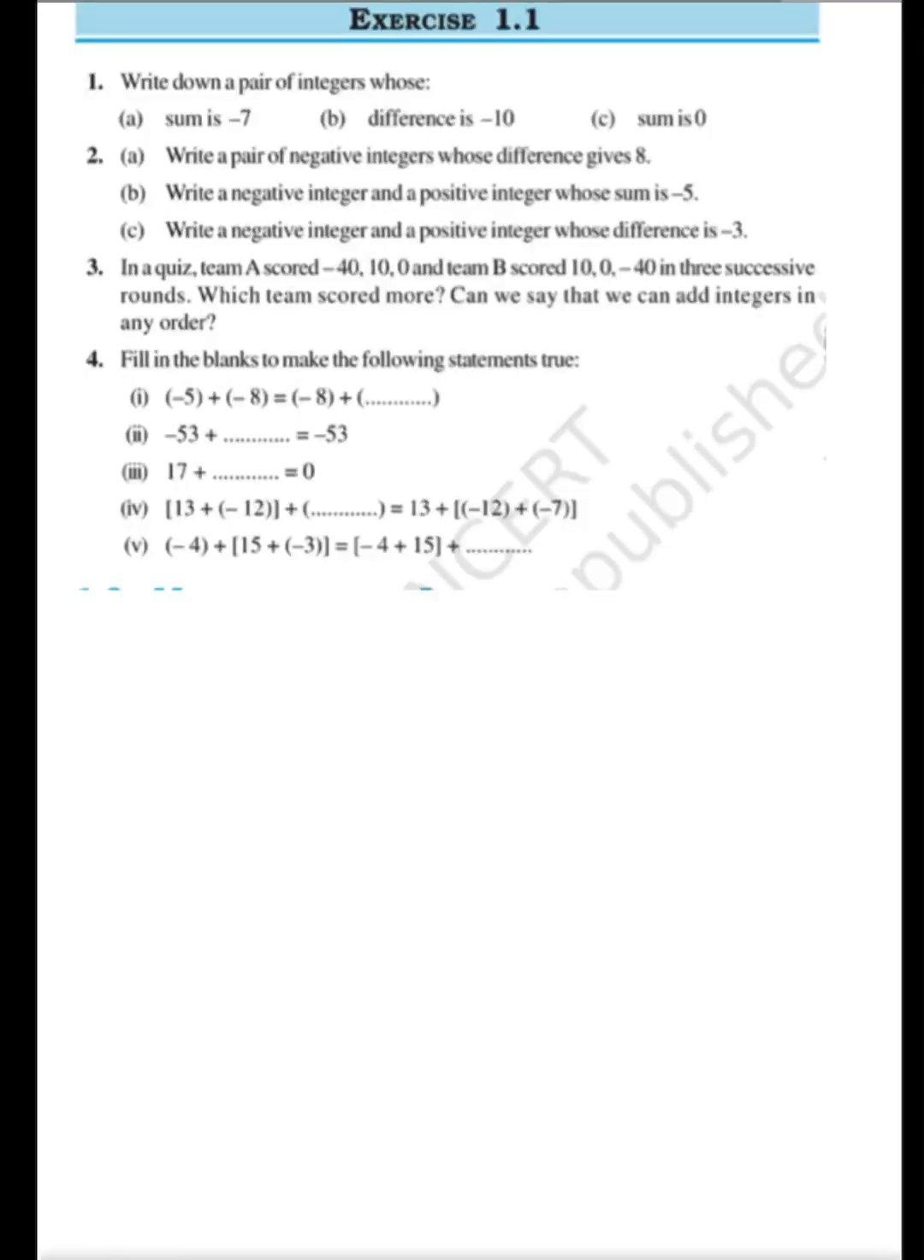Today we will be discussing class 7th chapter 1 exercise 1.1 and the first question is: write down a pair of integers whose sum is minus 7. Okay, so let's write it. We have to write a pair of integers which, when added, we get minus 7. That is, one integer plus another integer is equal to minus 7.